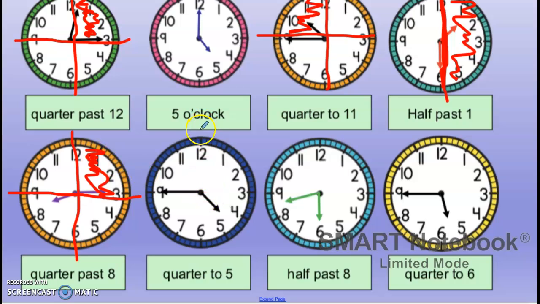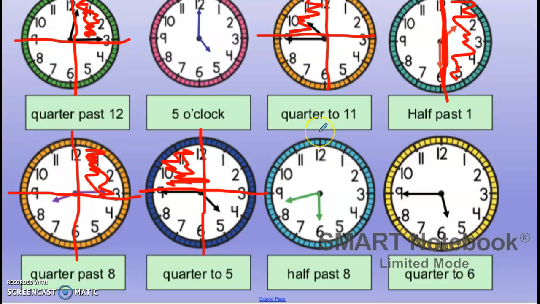Moving on to the blue clock, I'm going to partition it. Okay, what time is it about to be? Because we only have this time left. In about 15 minutes, it will be 5 o'clock. So yes, it's a quarter to 5.